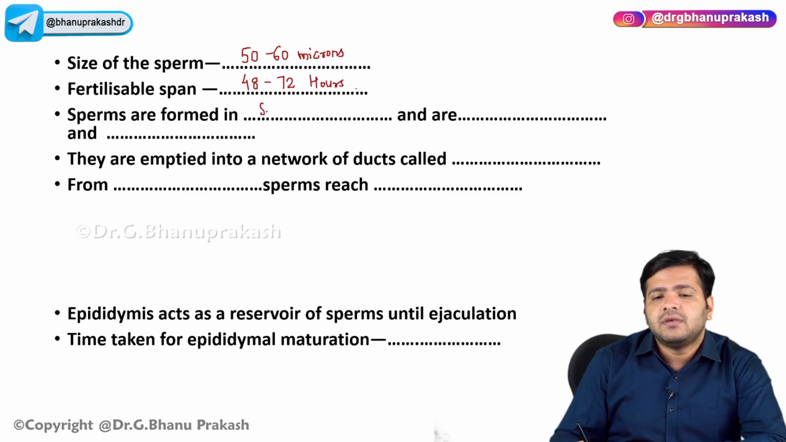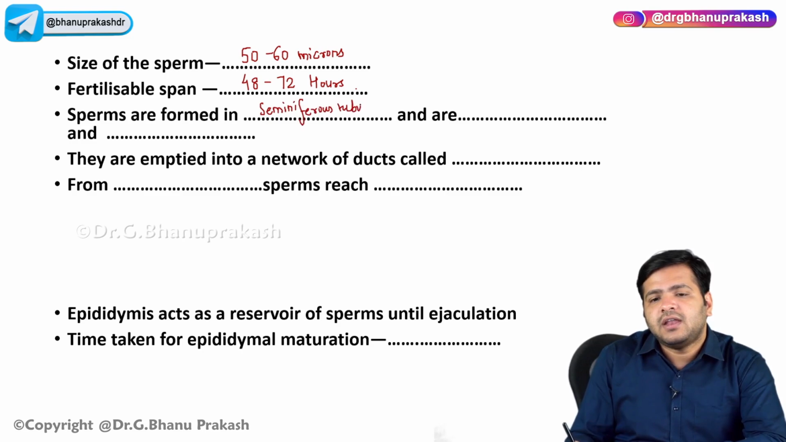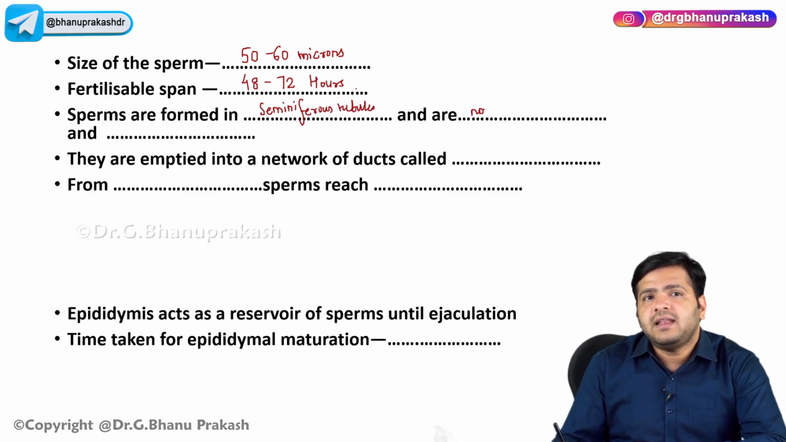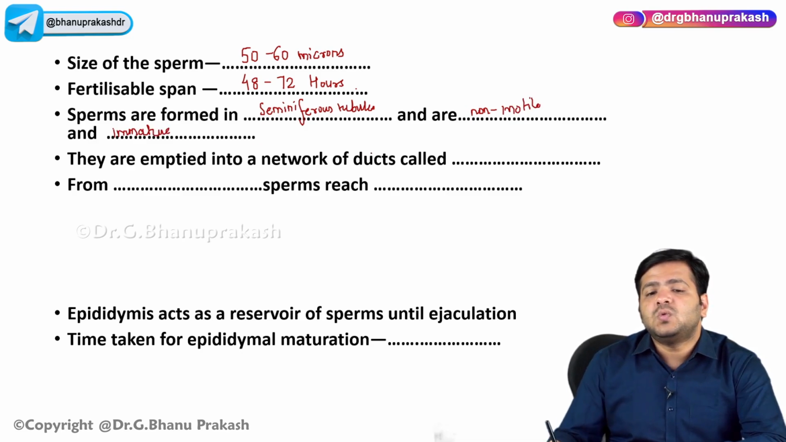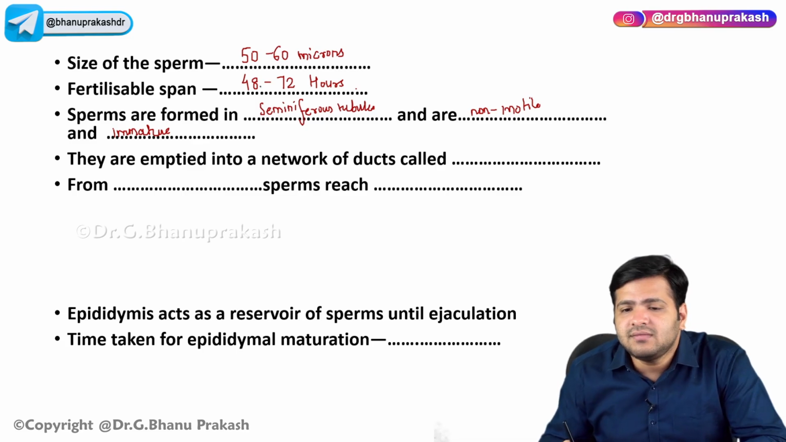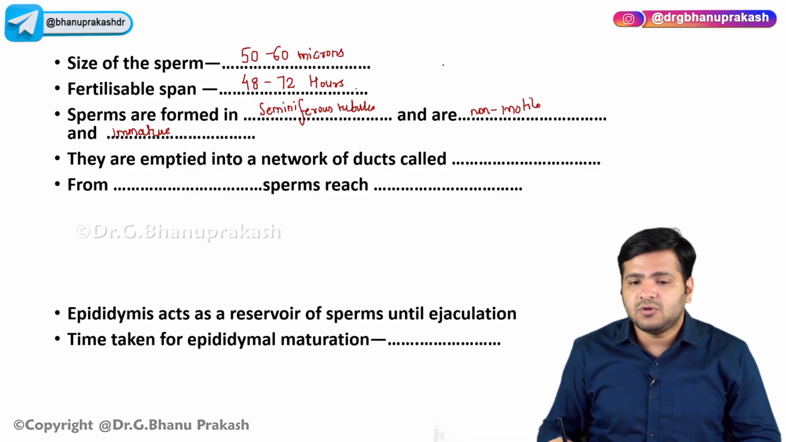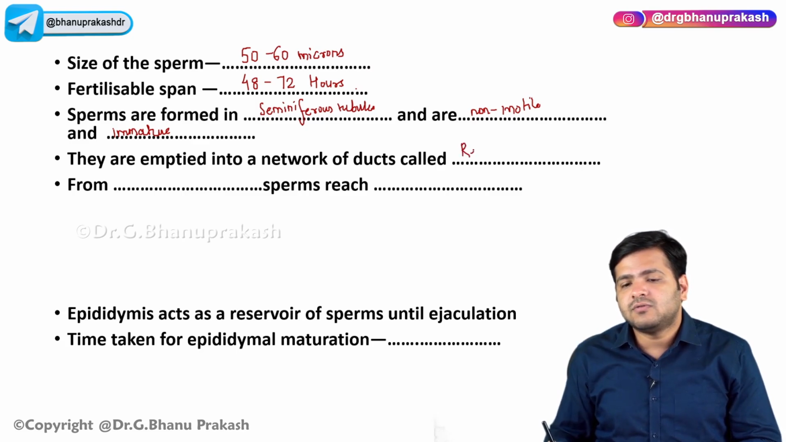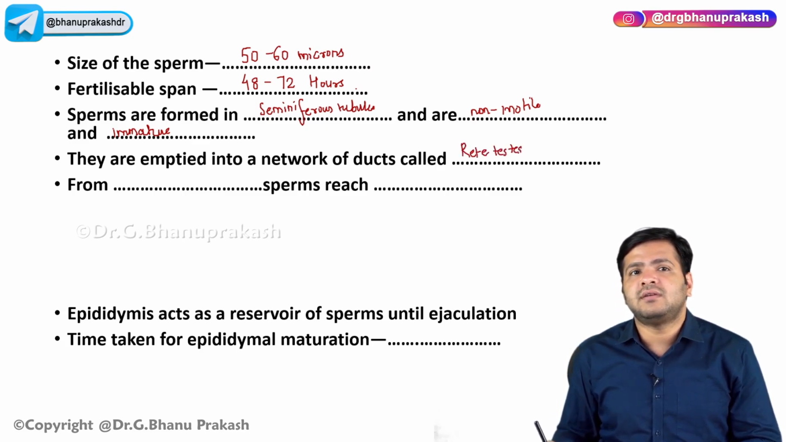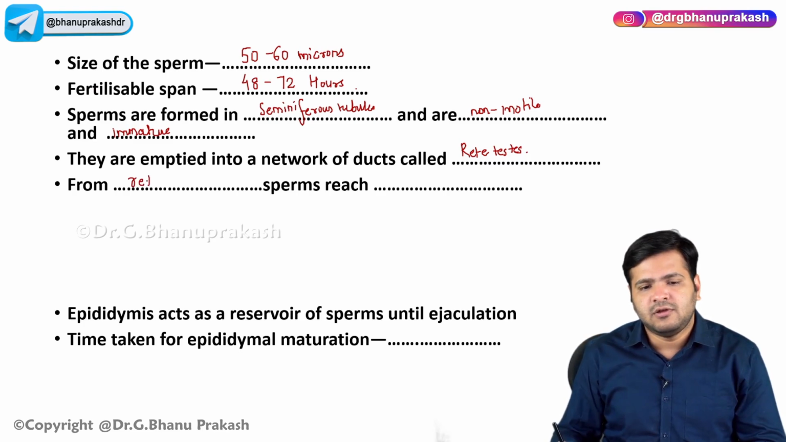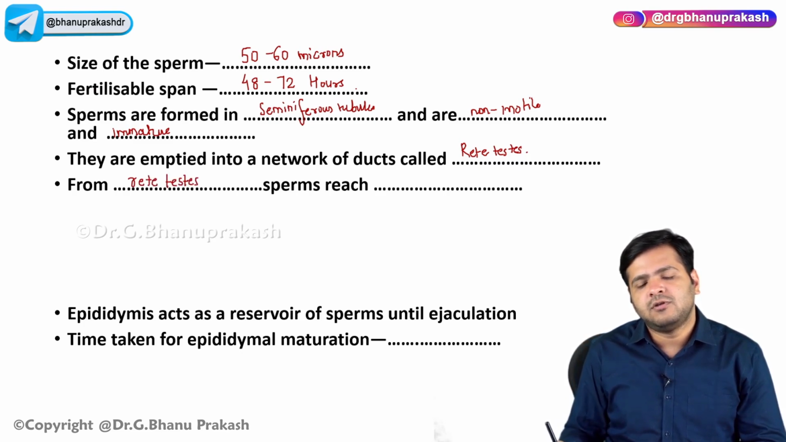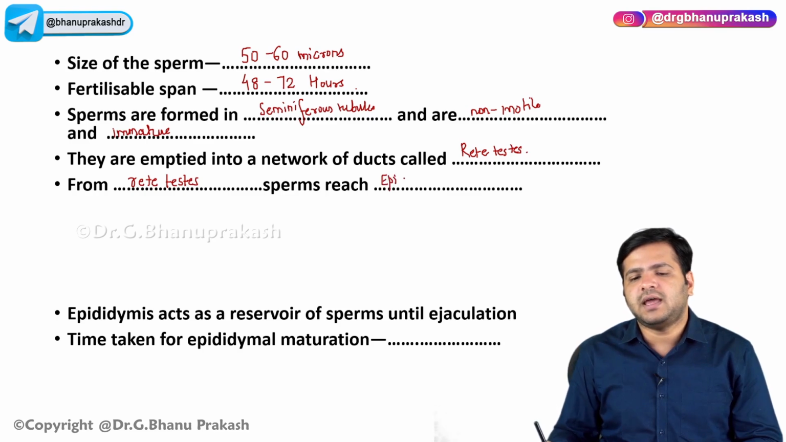Sperms are formed in seminiferous tubules, and you already know they are non-motile and immature. They are emptied into a network of ducts called the rete testis, right? I have already discussed this a couple of minutes back. From the rete testis, the sperms reach the epididymis.